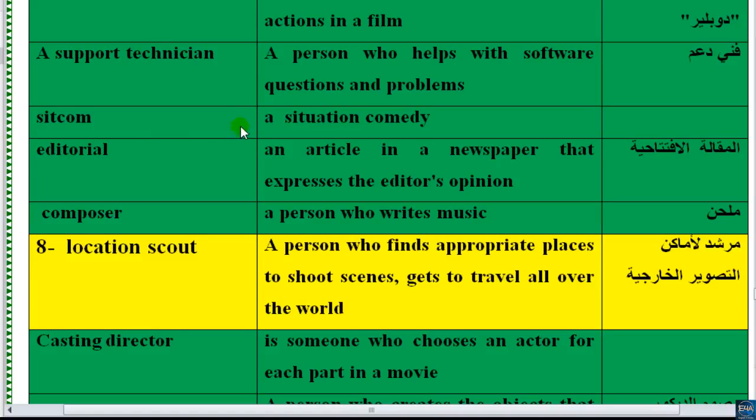Sitcom, a situation comedy. Editorial, an article in a newspaper that expresses the editor's opinion. Composer, a person who writes music.